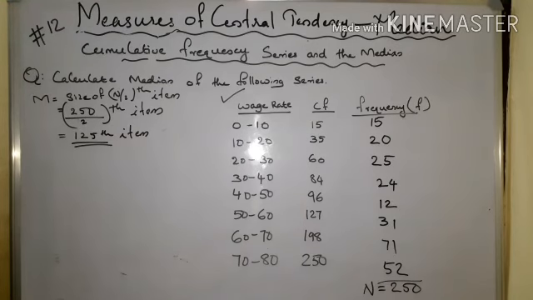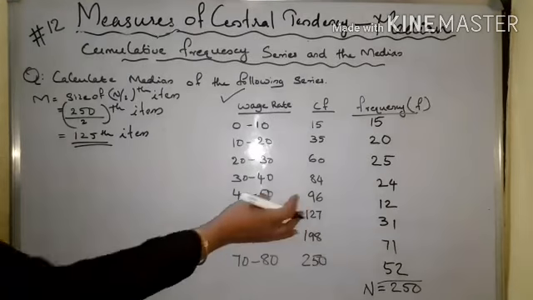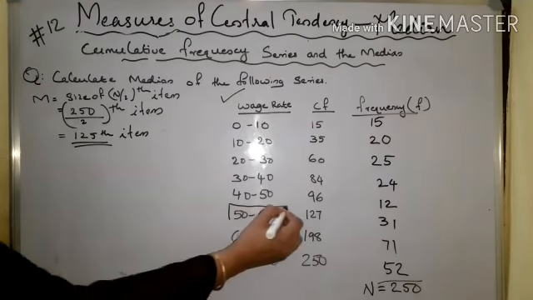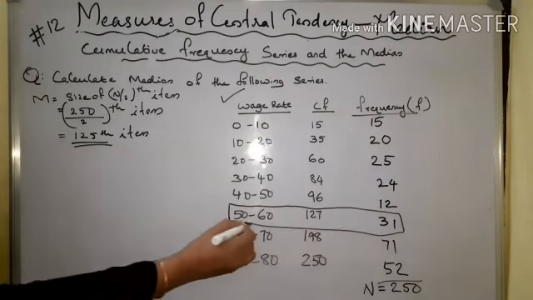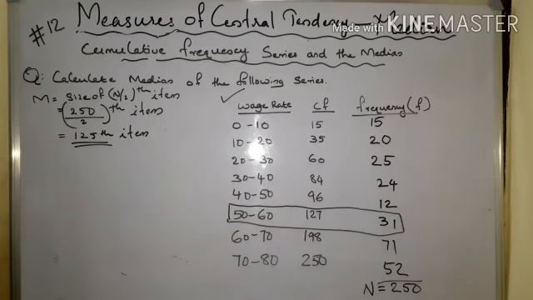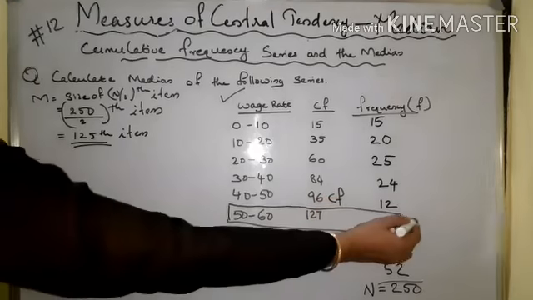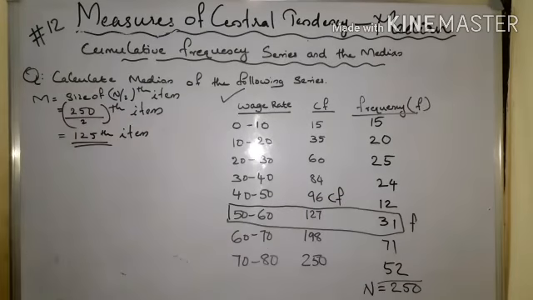The cumulative frequency till 96 represents the 40 to 50 class. Then 125 falls in the next class, which represents the 125th value. So 50 to 60 is the median class. Its frequency is 31. This one is the CF, the cumulative frequency of the preceding class, and this one is F, the frequency of the median class.